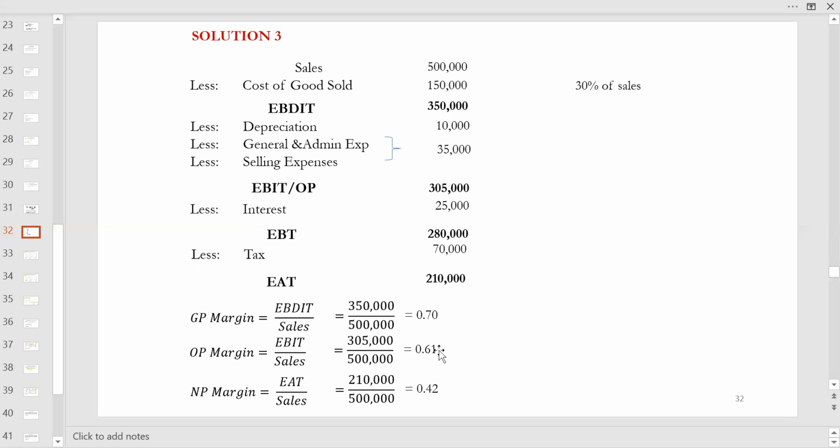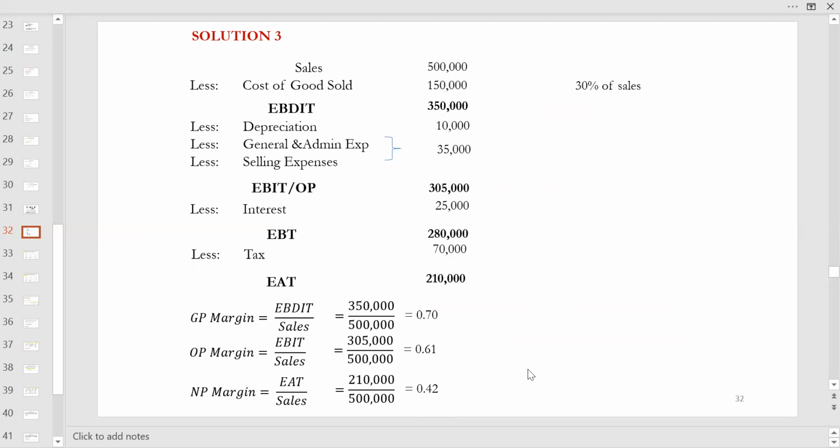GP is 70%, OP is 61%, NP is 42%, which seems good. It is not negative, not very low, it is not showing a profit of 5% or 2%, it is a 42% net profit, which is very good. And mainly the profitability ratios, these GP, OP and NP ratios, can be interpreted and analyzed in a better manner if we have past years' data as well. If you know last year's profit, for example last year the profit was 50% and this year it is 42%, then we can interpret in a better manner.